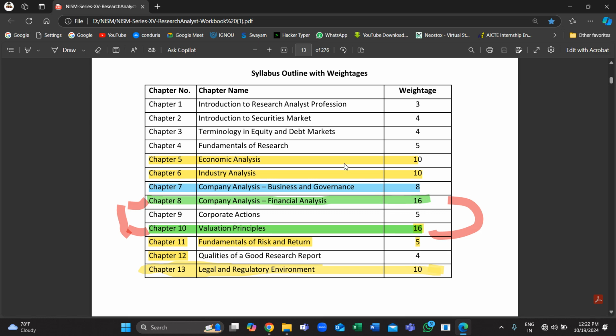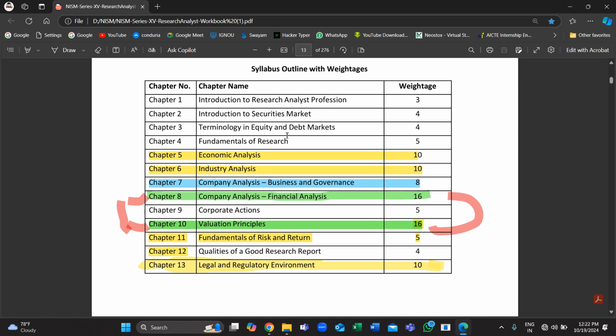Later, economic analysis, industry analysis, fundamentals of risk and return, and legal and regulatory environment chapters also carry high weightage. Chapters 1, 2, 3, 4 are the basic ones. They tell only about the introduction, basic terminologies of a research analyst, what is data, what is equity, how it functions, the fundamentals. The first 4 chapters are all about fundamentals. The real concept starts from chapter 5.